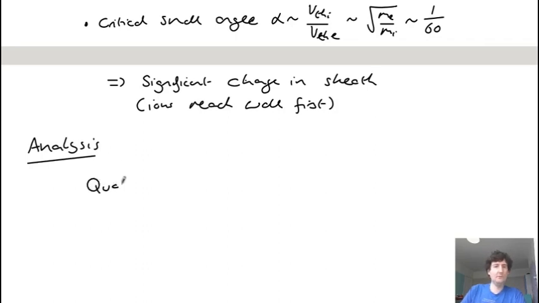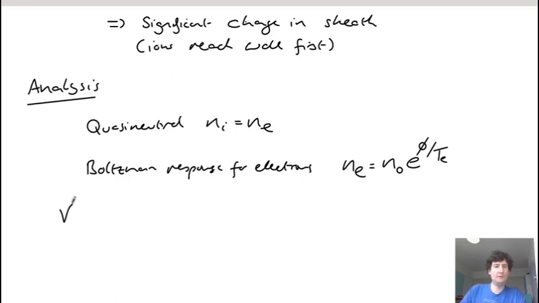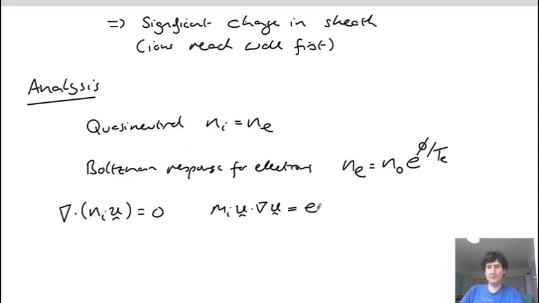So it's quasi-neutral, so Ni is Ne. Assume the same Boltzmann response for the electrons, the same as the Debye sheath, and then we have the continuity equation for the ions. So we have the divergence of Ni times U, where U is the ion flow speed, or the fluid flow, and Ni is the ion density. That divergence is 0, so it's steady state. And then we also have the momentum equation for the ion mass, Mi, which also drops the time-dependent part, and then we just have the forces due to the electric field, magnetic field, and the pressure. And because it's steady state, the electric field is just minus grad phi.